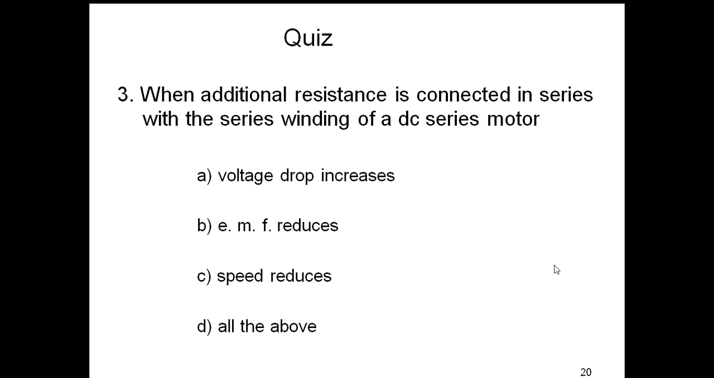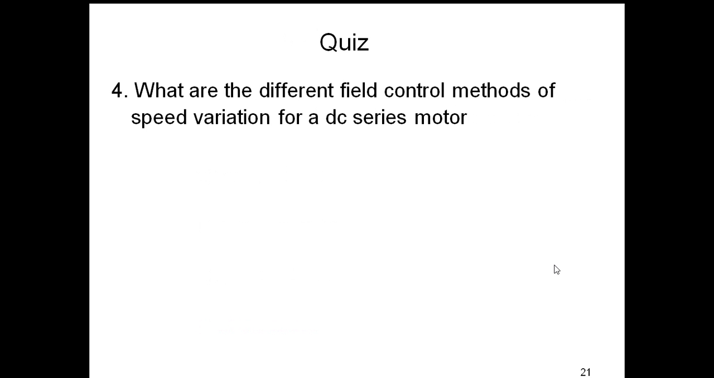So when additional resistance is connected in series with the series winding of a DC series motor, the voltage drop increases, which reduces the EMF. When the EMF gets reduced, the speed also reduces because EB is directly proportional to N. So the answer will be all of the above.